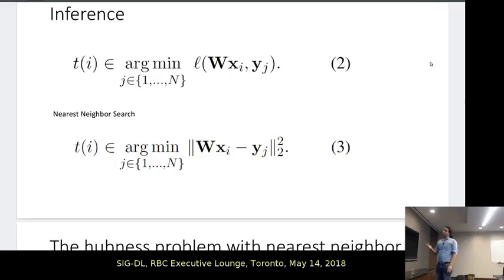Okay, so we want to minimize the loss of W, and they put it there now, Wxi and yj for all the vocabulary. And so it's a nearest neighbor search problem in the sense that, in the previous methods, you generate this vector: you multiply xi by W, you generate the target domain, your predicted target domain word embeddings, and then you use its nearest neighbors, for reasons that we'll see later on.